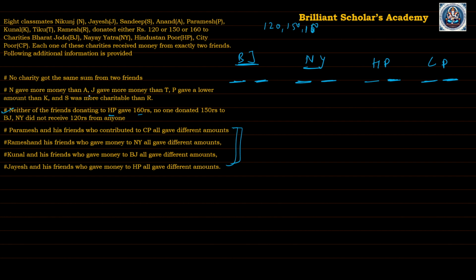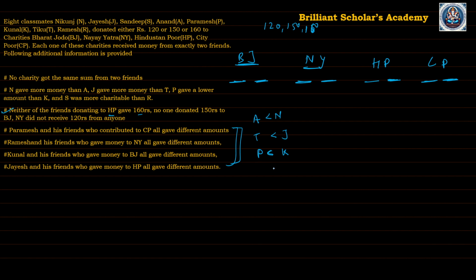Now, N gave more money than A. Nikunj is giving more money than Anand. J gave more money than T. J is Jayesh, giving more money than Tiku. P gave a lower amount than K. Parmesh gave less money than Kunal. Maybe Parmesh is a stingy guy.